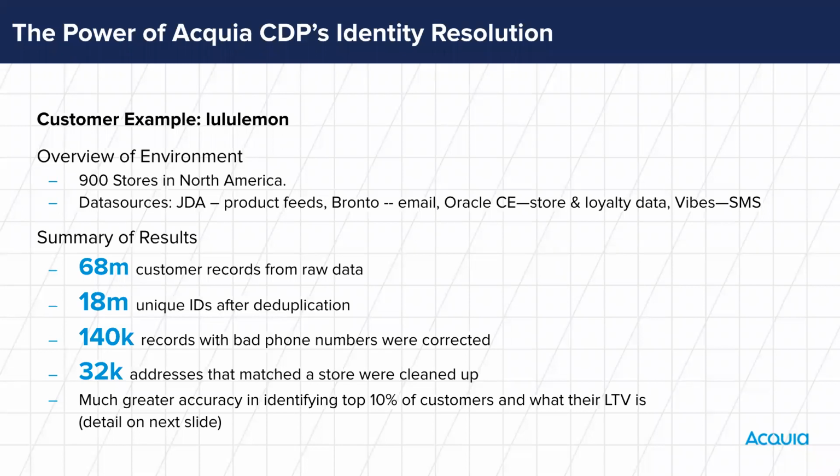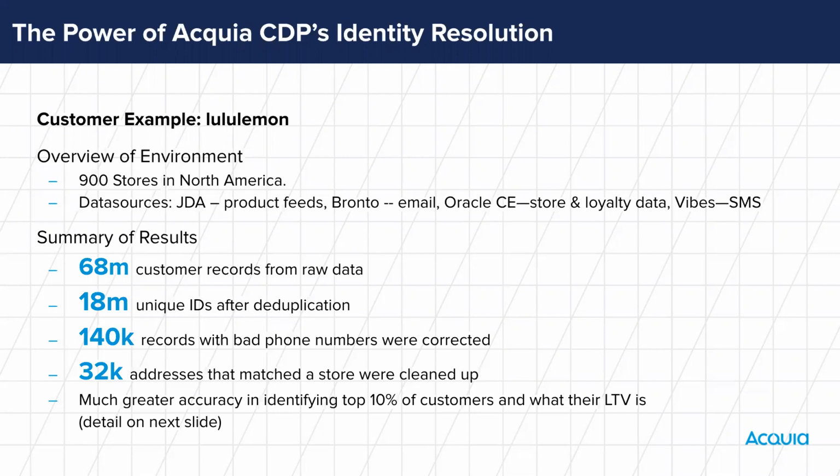And this is an example from one of our customers, Lululemon, which is the brand making athletic wear. So they run 900 stores across North America, and of course they have global stores as well and a significant online presence. They have a number of data sources, so they have product feeds, they have email, they have store and loyalty data coming in, and they also have SMS data. So they do have a lot of data coming in.